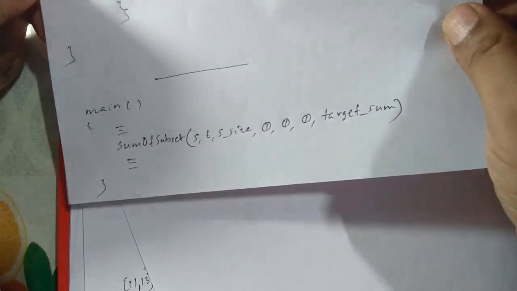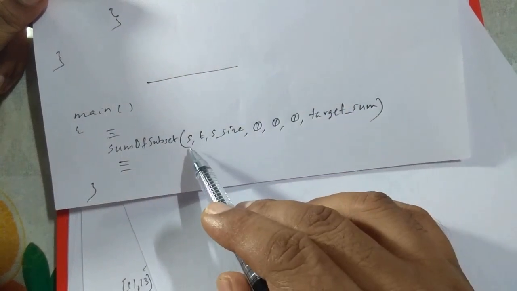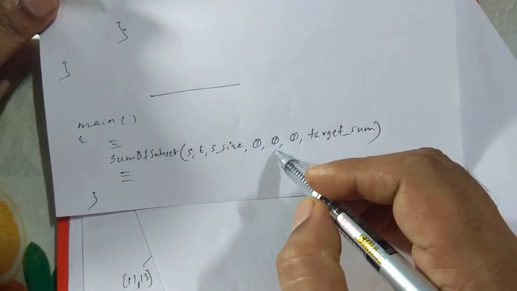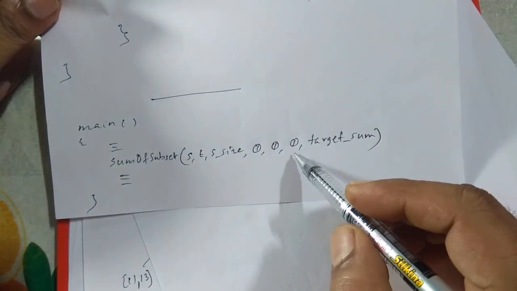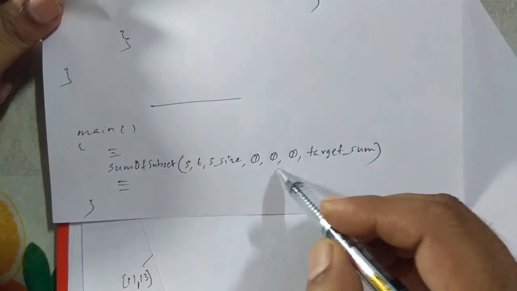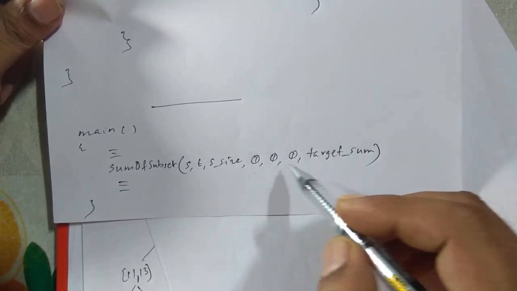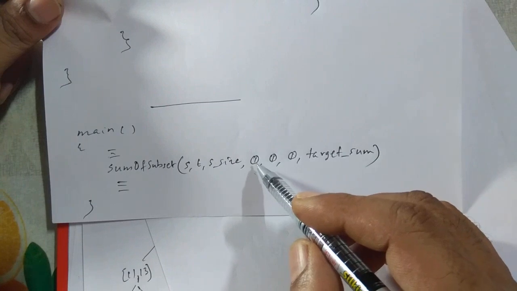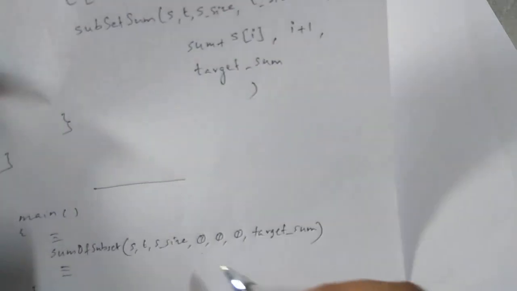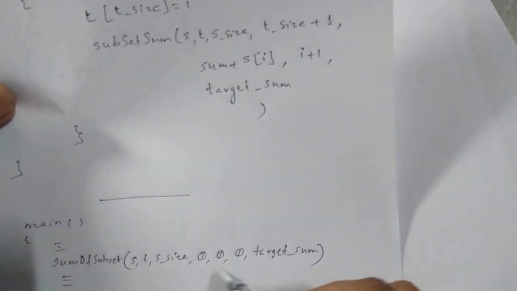See the initial call of this function inside the main function. It will be called with s, t, s size, then t size is 0 and sum is 0 and j is 0. Then our target sum. So t size, sum and j, these are the varying parts of this program. According to the t size, this resultant set t will be changing. So for the initial call, let us note the changing part only.